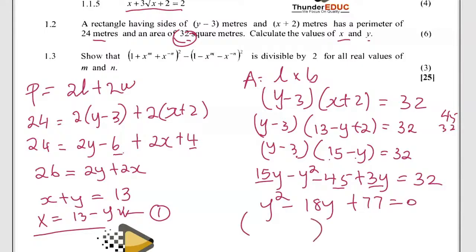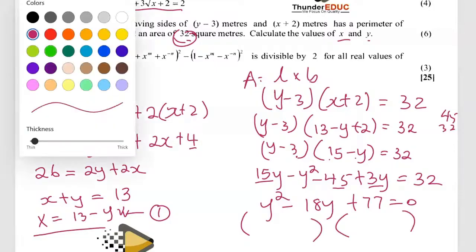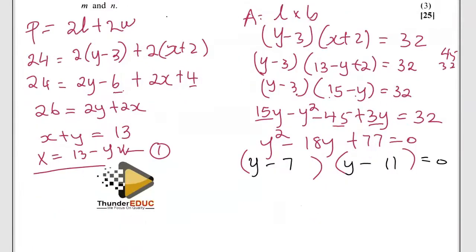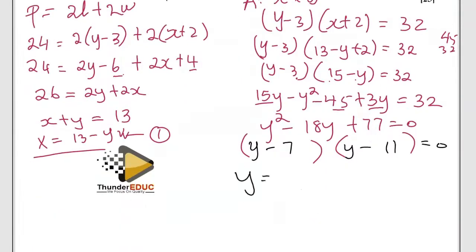So two numbers, if I'm to use factors, two numbers that multiply to give us 77, you add them, you get negative 18. That's going to be y minus 7, y minus 11 is equal to 0. Meaning that our y is going to be 7 or our y is going to be 11. And if that is true, then we need to substitute these values back into that equation, okay?